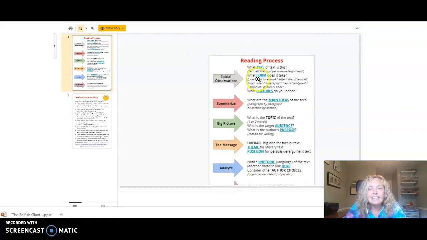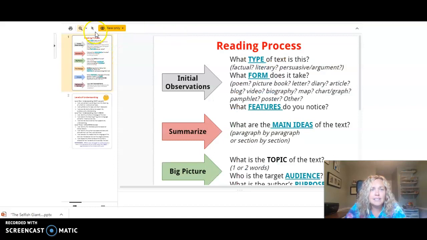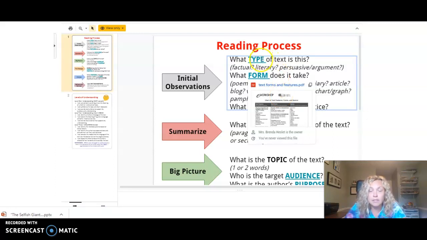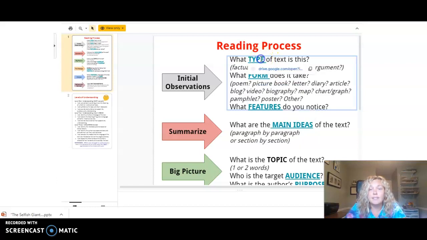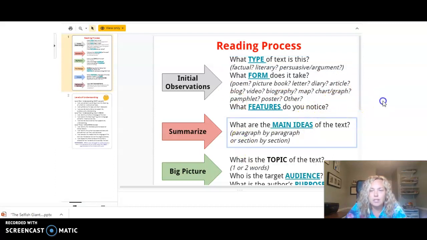If you're not quite sure what types of text there are or what I mean by what form it takes, click these lovely links that are in the classroom, and each one of these is going to take you to an explanation of different types of text, different forms of text, and what features you notice. Okay, so that way you can start making those initial observations.